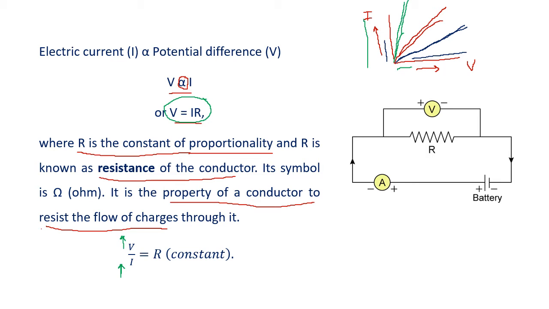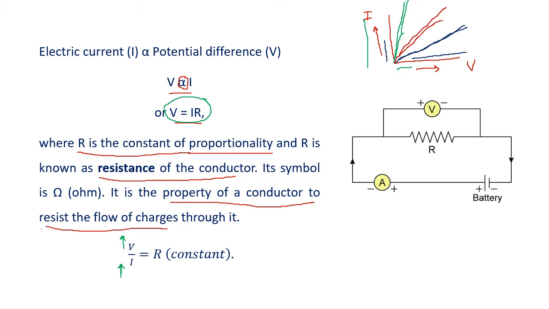So this is our Ohm's law. Will you remember Ohm's law? So in the diagram you can see the green color is low resistance because with less voltage we have got high current, and blue is high resistance because with more voltage we have got less current. So Ohm's law is a very important law, and I hope you understood.